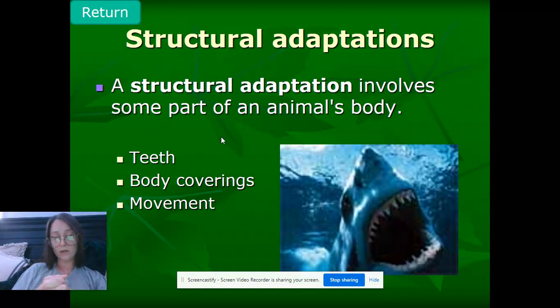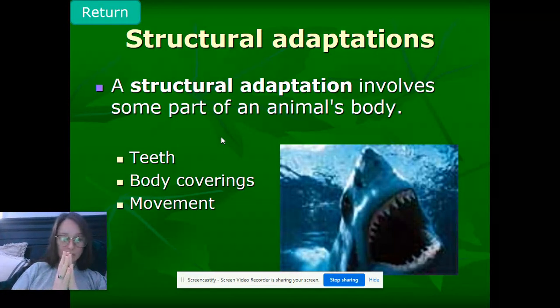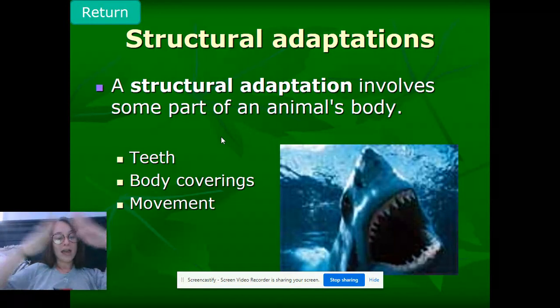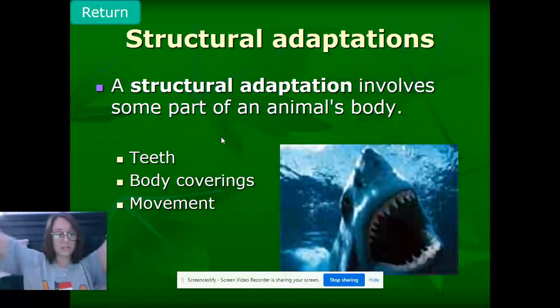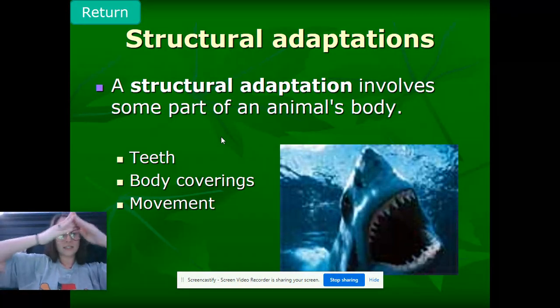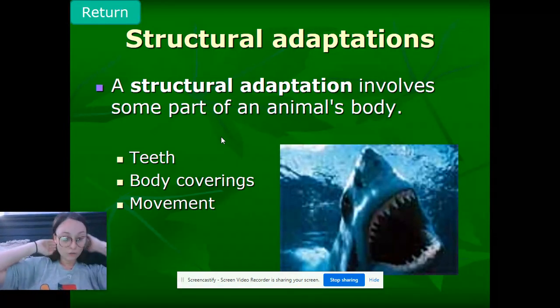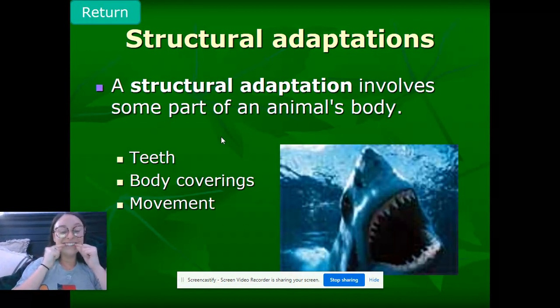Have you ever wondered why a shark has so many teeth? Well, guess what? I'm going to tell you. This is a structural adaptation. And when we talk about structural adaptation, we go structural, just like a little house. Remember, we talked about text structure, how my text is built. Well, a structural adaptation is an adaptation that involves some part of the animal's body. So, for example, really sharp teeth from a shark. That helps the shark survive by eating its prey.